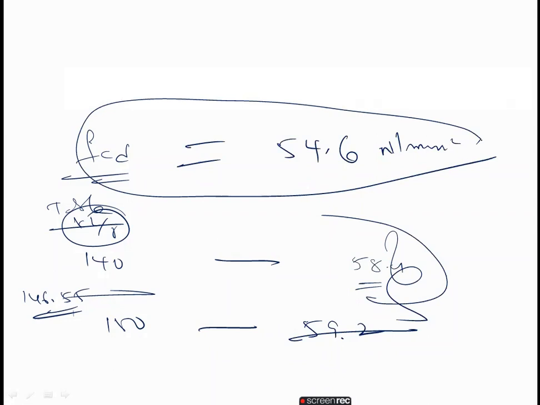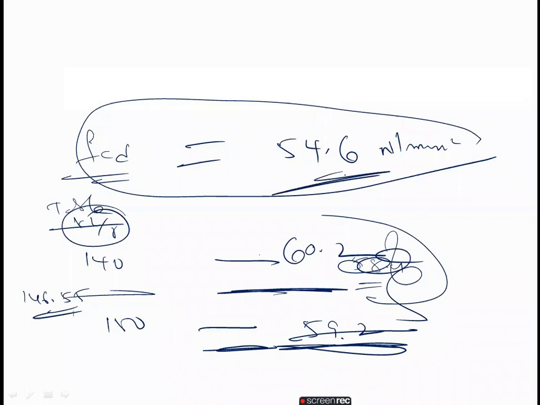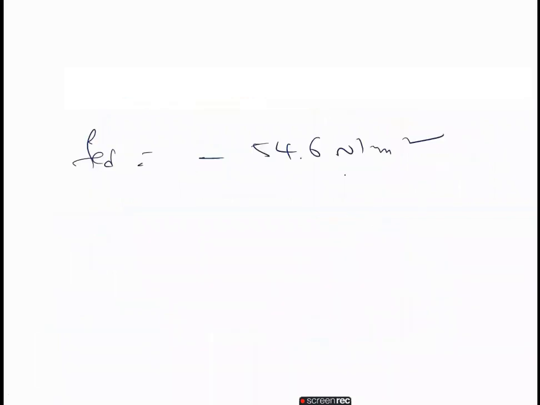This is the most important thing; you will get it clearly. Once you interpolate, the FCD value you get is 54.6 Newton per mm square. My dear students, for 140 it is showing around 60.2, and for 150 it is showing 59.2. In between you will get 54.6 by interpolating.